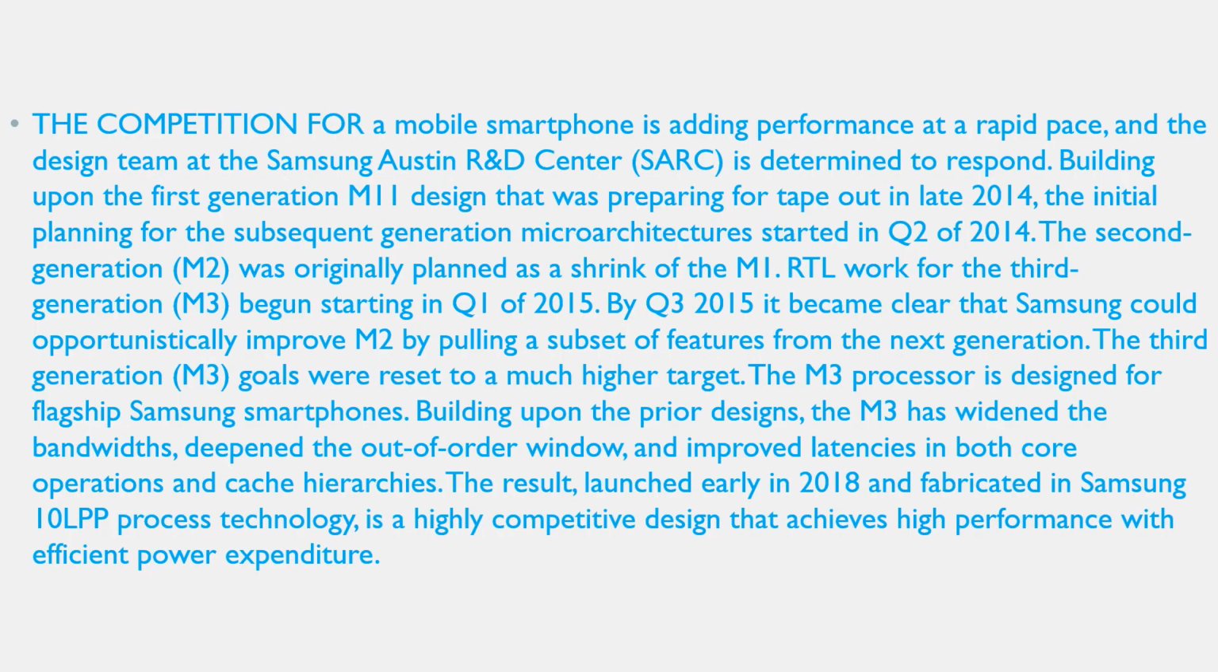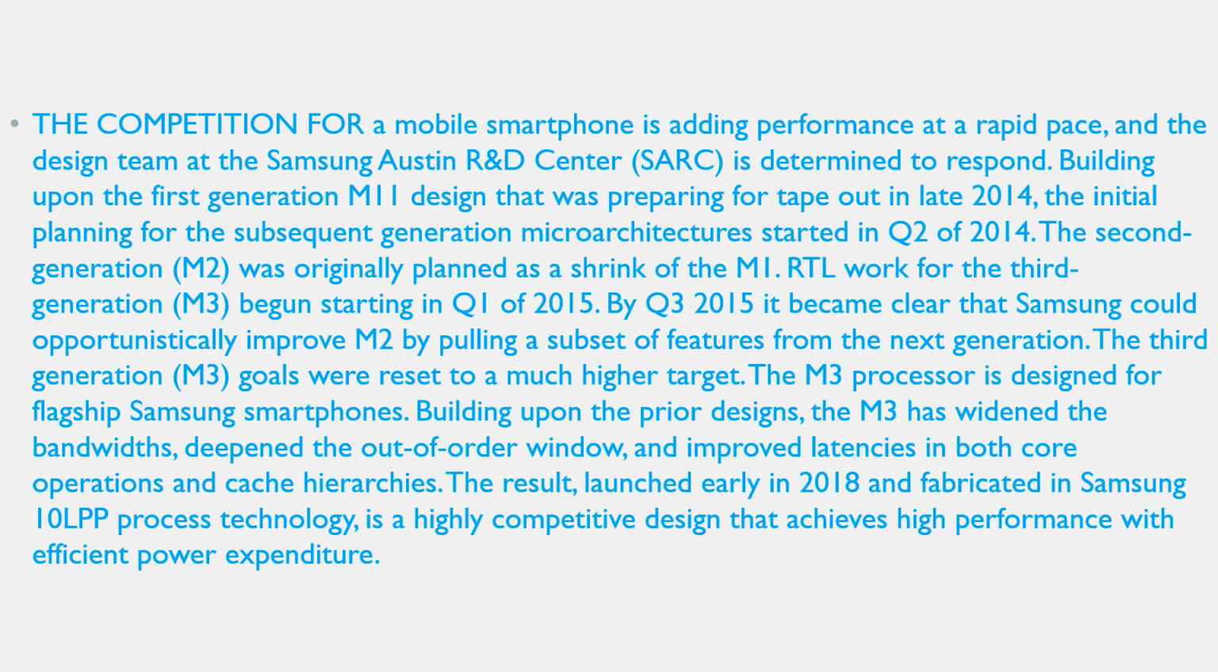Firstly, the Samsung M3 processor. The competition for mobile smartphones is adding performance at a rapid pace, and the design team at the Samsung Austin R&D is determined to respond, building upon the first generation M1 design that was preparing for a tape-out in late 2014. The initial planning for subsequent generation microarchitectures started in Q2 of 2014.